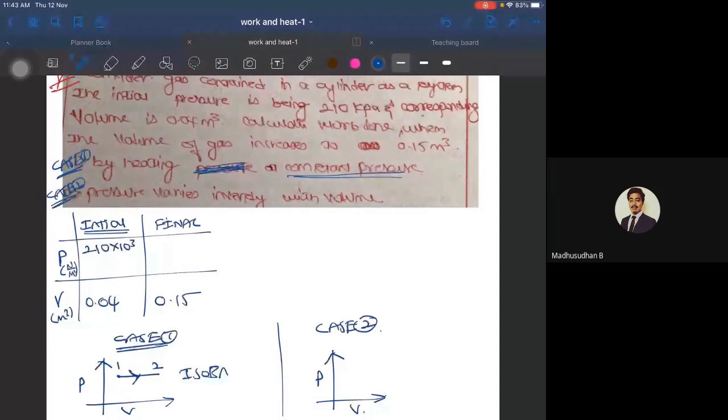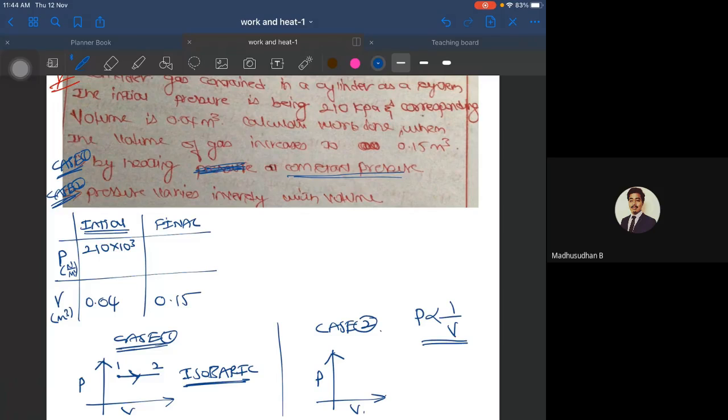Case 2: pressure inversely proportional to its volume. Name the process where pressure is inversely proportional to its volume. Which process? Where the pressure is inversely proportional to its volume. Isothermal. Excellent, Sujan. Wonderful. So it is an isothermal process.